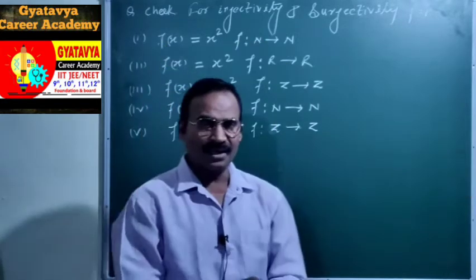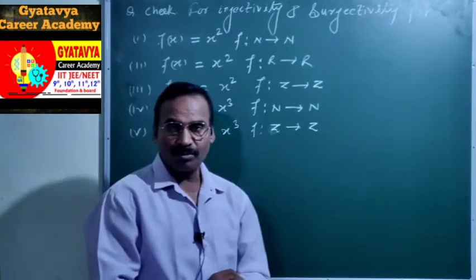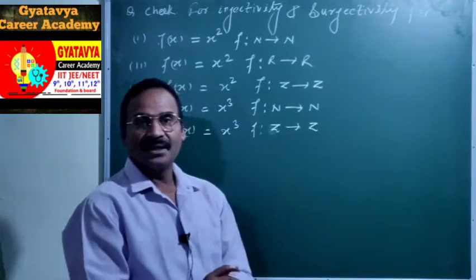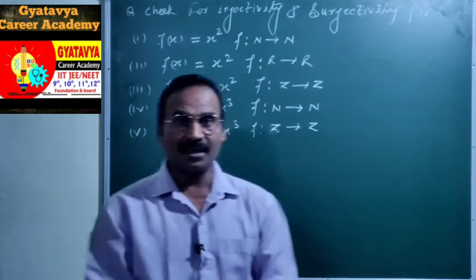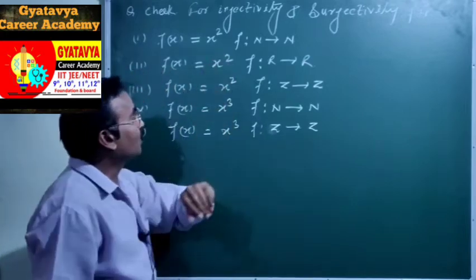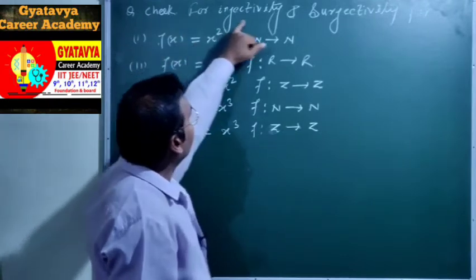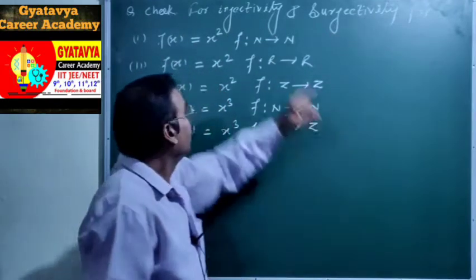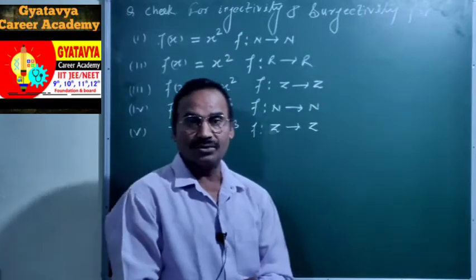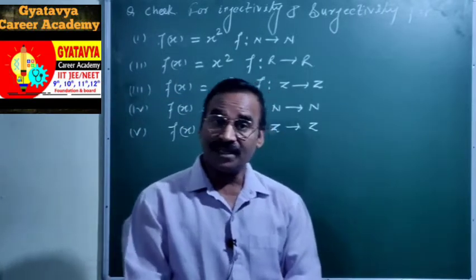These are the problems regarding relations and functions. Later I will solve these problems. Just watch and understand the methods, which type of method is used in which type of question. The first question is f(x) equal to x square, check for injectivity and surjectivity. Injectivity means one-one, surjectivity means onto. So you have to decide which function is injective and which function is onto.